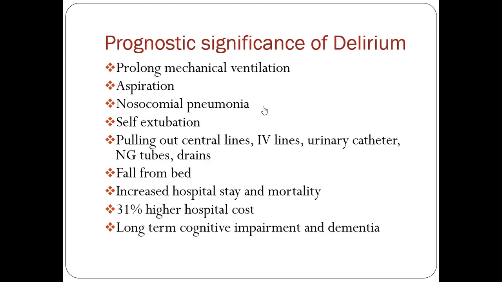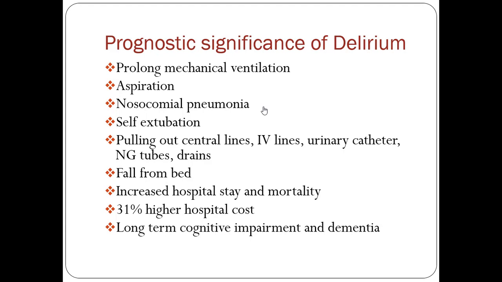What is the prognostic significance of delirium? Why are we so worried about delirium? Delirium can prolong the stay of the patient in the ICU, prolong mechanical ventilation, delay the discharge, and cause more chance of aspiration. It can lead to nosocomial pneumonia. The patient pulls out the endotracheal tube, central lines, IV lines, urinary catheters, NG tubes and drains. Patient can get more injuries, injury to the airway, more bleeding in the urinary tract.